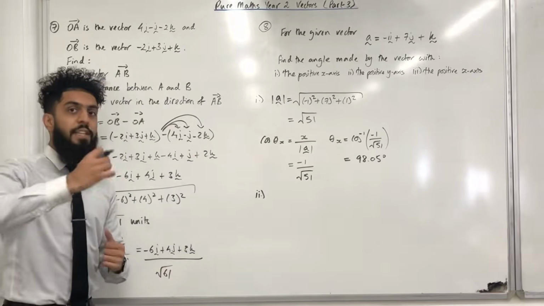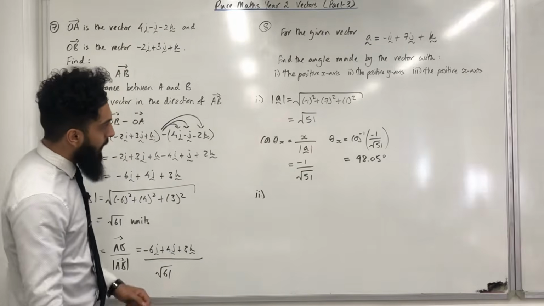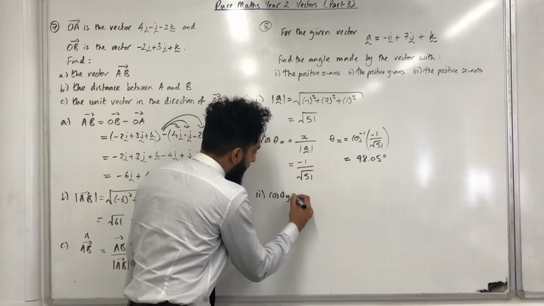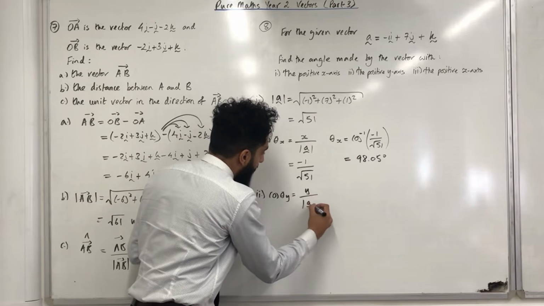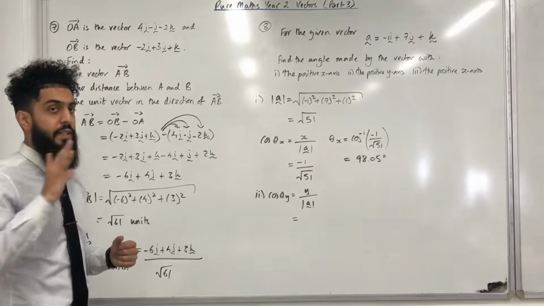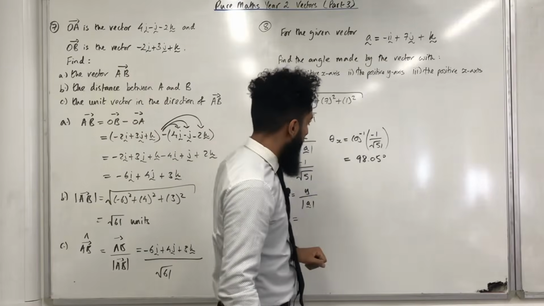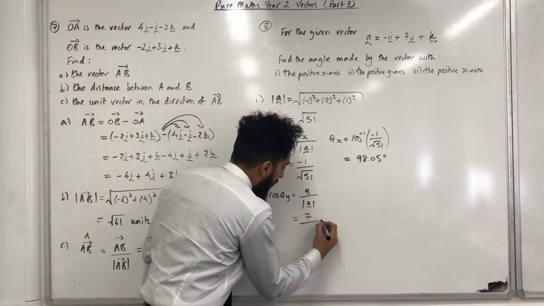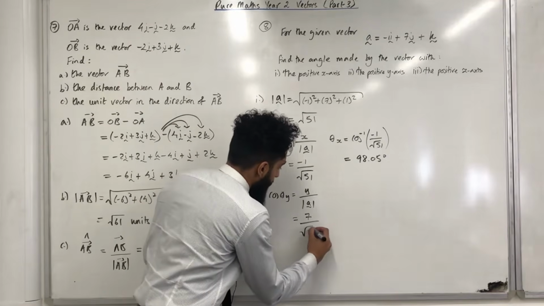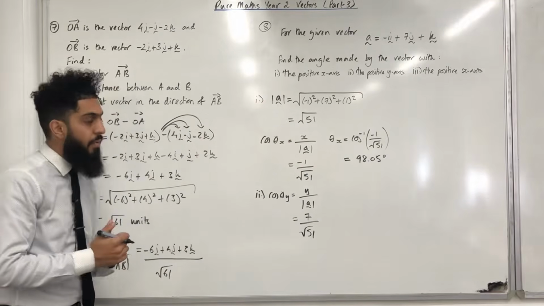Now I'm going to call theta y the angle between the vector A and the positive y-axis. Okay, so I know that cos theta y is given by y over the magnitude of the vector A, where y is the coefficient of the vector j in the vector A. The coefficient of the vector j in the vector A is just 7. So I have 7 over the magnitude of the vector A, which is square root 51. So I know that cos theta y is equal to 7 over square root 51.